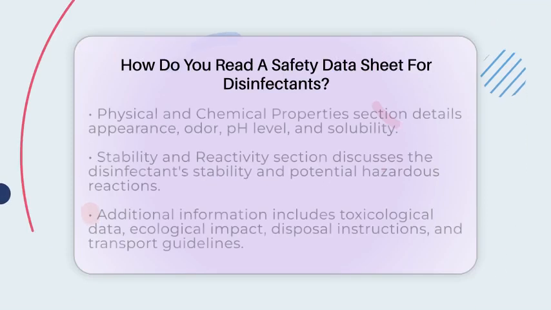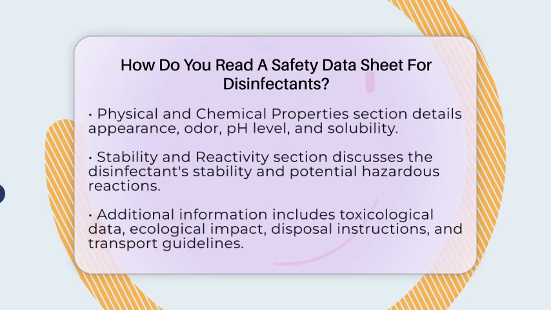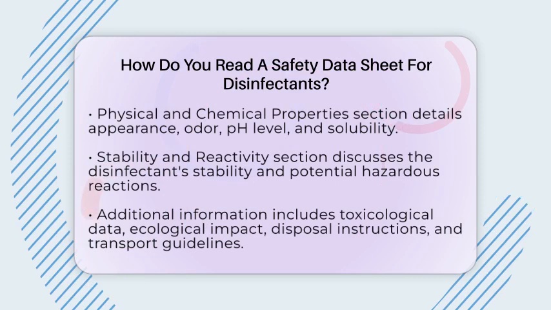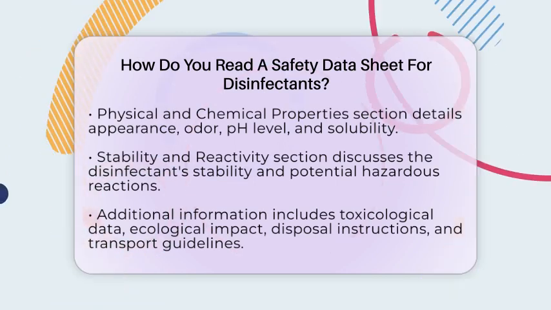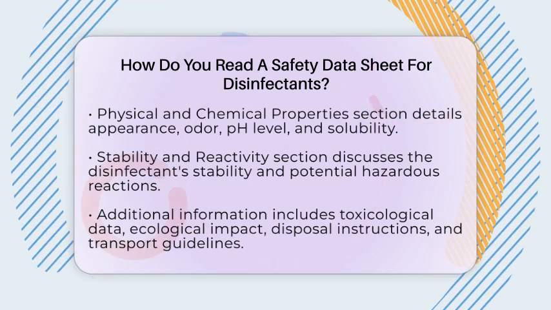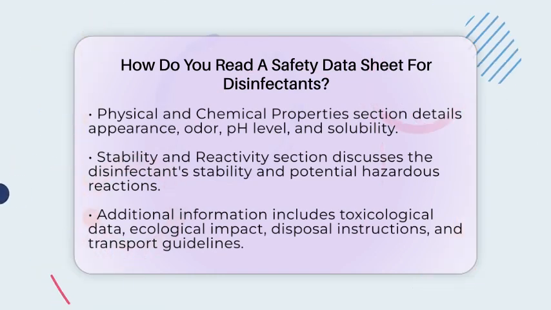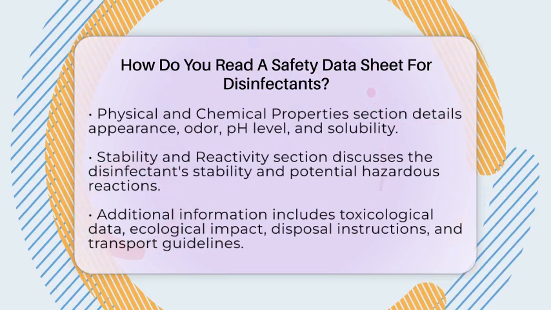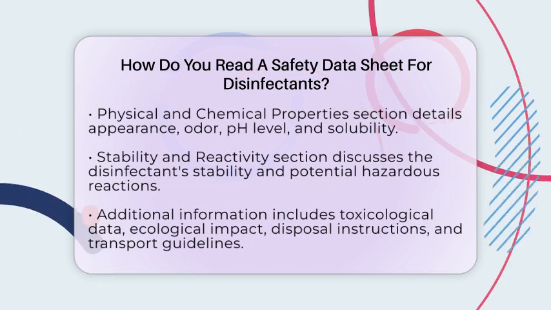Next, the exposure controls and personal protection section specifies what personal protective equipment you should wear when using the disinfectant. This could include gloves, goggles, or even respirators. Wearing the right gear is essential for protecting yourself while cleaning. The physical and chemical properties section gives you details like the disinfectant's appearance, odor, pH level, and solubility. This information helps you identify the product and understand how it behaves during use.